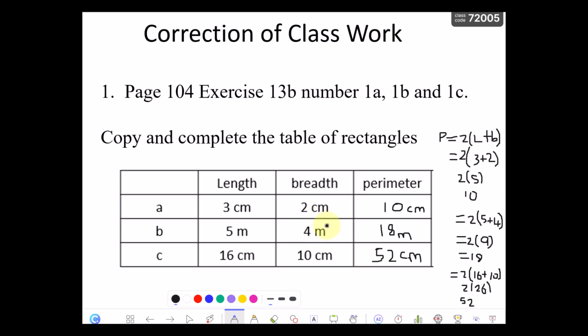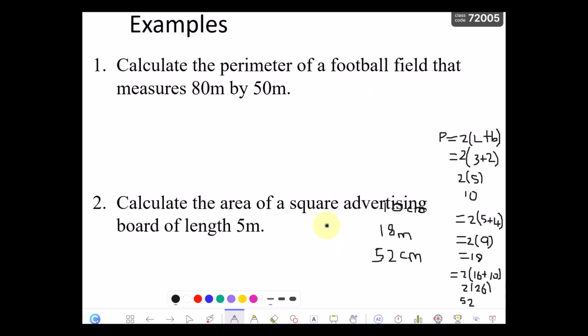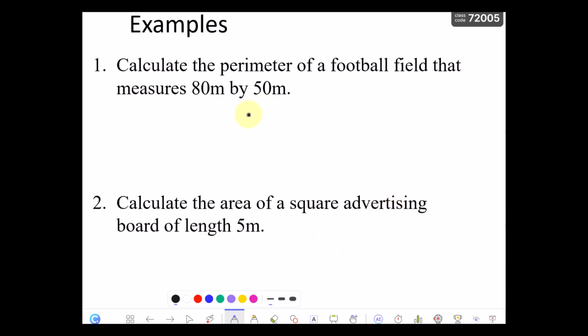So let's go to the next part, which is our main work for today. We said this example is a simple example, and we even did it in class. Some of us did the sketching and solved it very well. The first one says calculate the perimeter of a football field that measures 80 meters by 50 meters. If you want to make a sketch, let me get the shape.